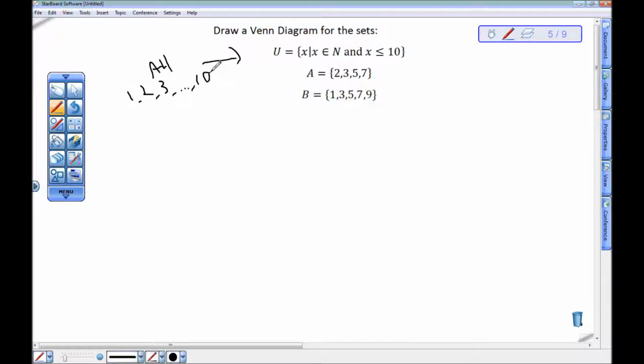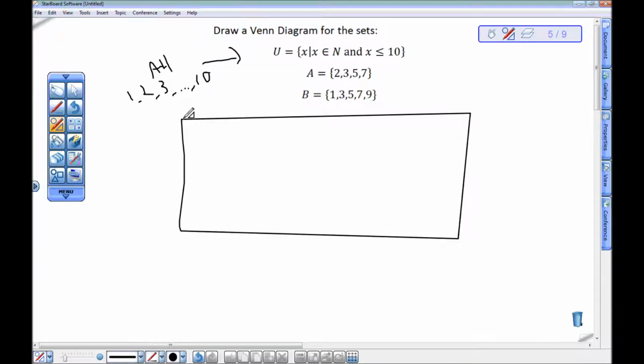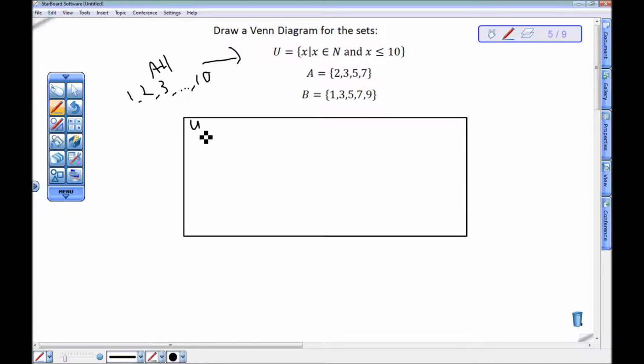My set A is 2, 3, 5, 7. My set B is 1, 3, 5, 7, 9. So to draw a Venn diagram, the first thing I want is some space to put everything in. So this whole rectangle is my universal set.